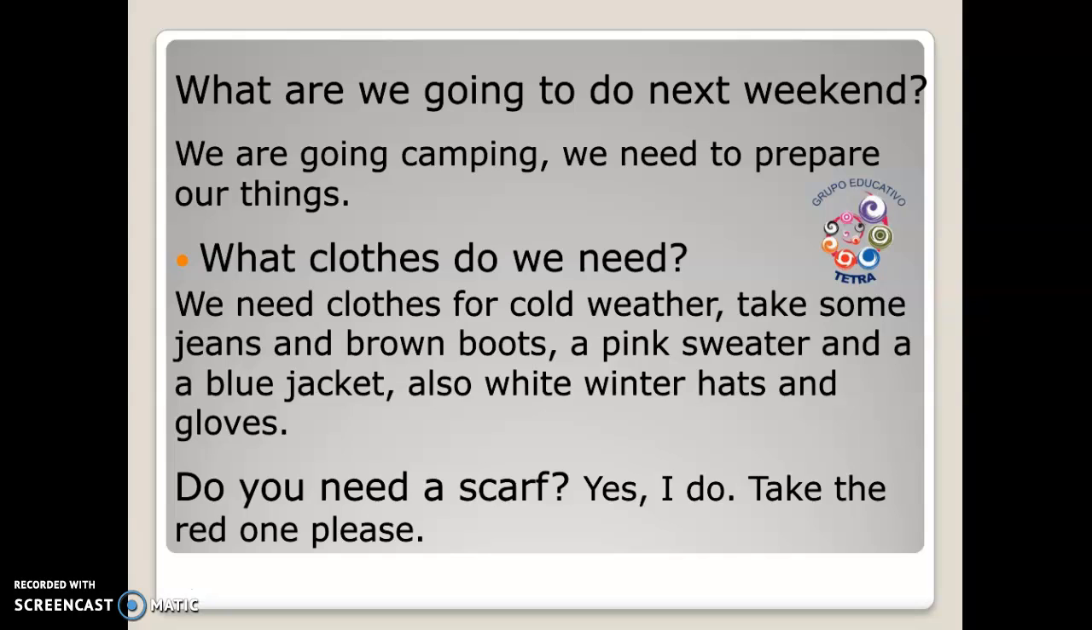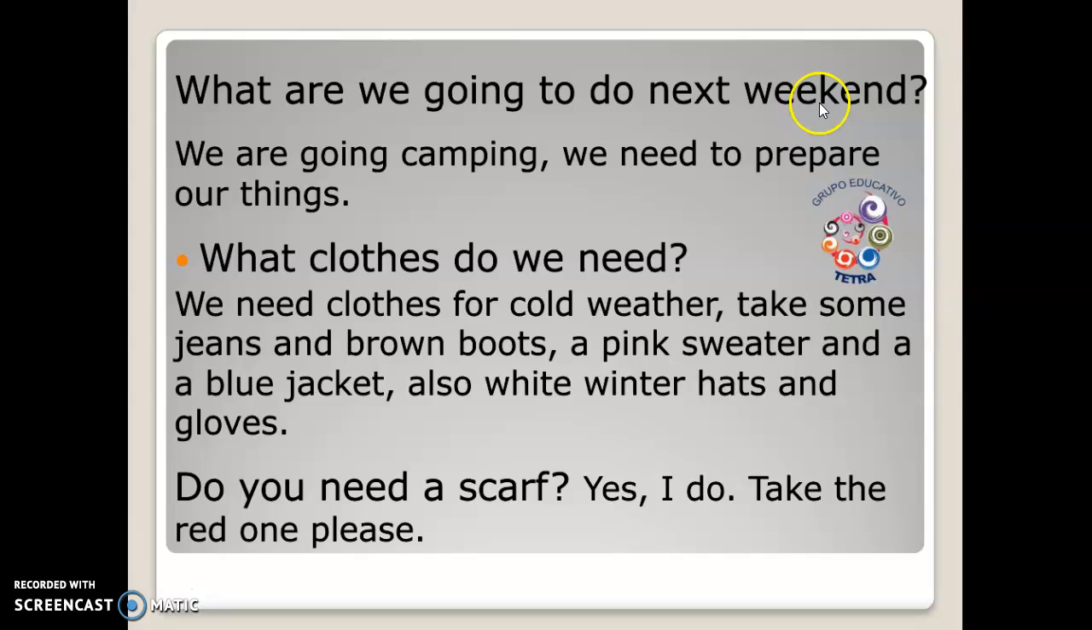Here you have a text. This text has questions and answers, and it is recreating a conversation. So, I'm going to read it for you.